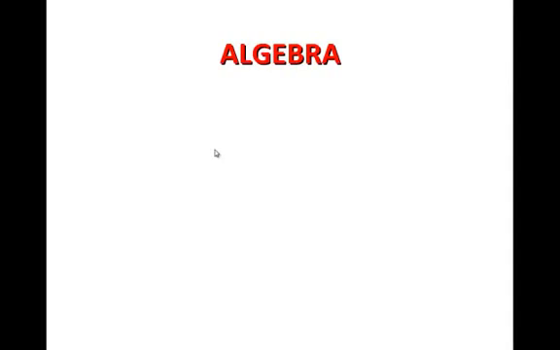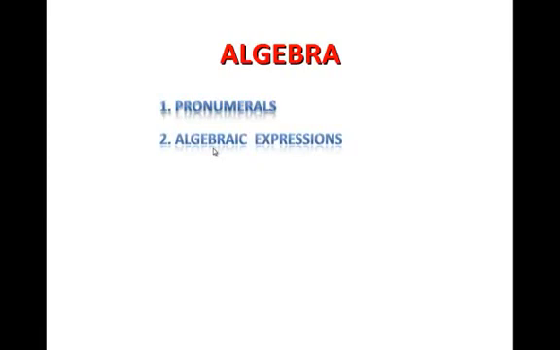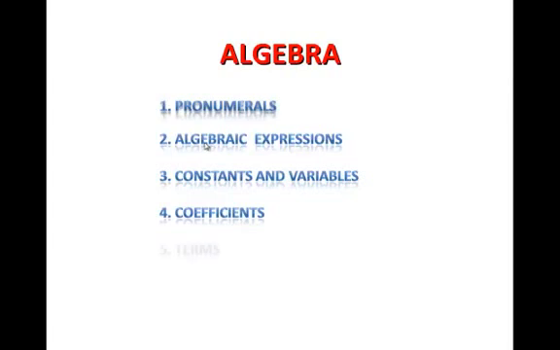Some basic terms of algebra are polynomials, algebraic expressions, constants and variables, coefficients, and terms. We need to understand these 5 definitions to understand what algebra is.